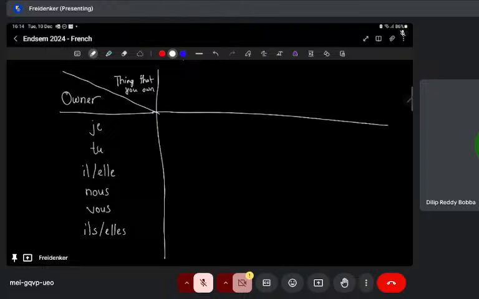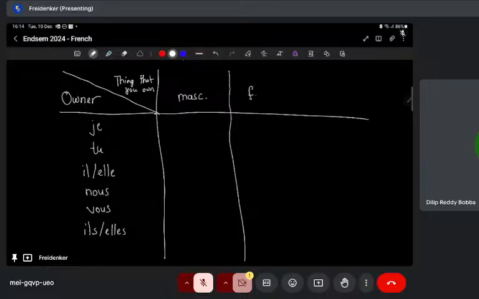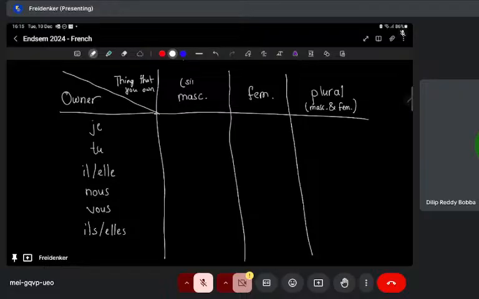Now about the thing that you own, we need the gender here. We have masculine, which will change the form, and feminine, which will also change the form. For plural, we won't consider the gender, so I will write plural separately. So masculine and feminine are all singular.